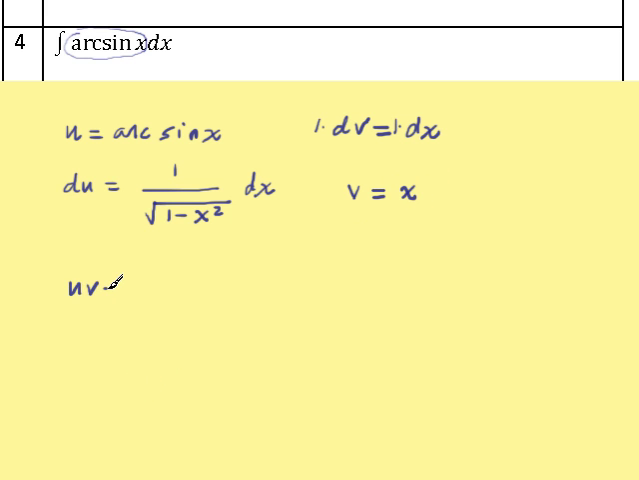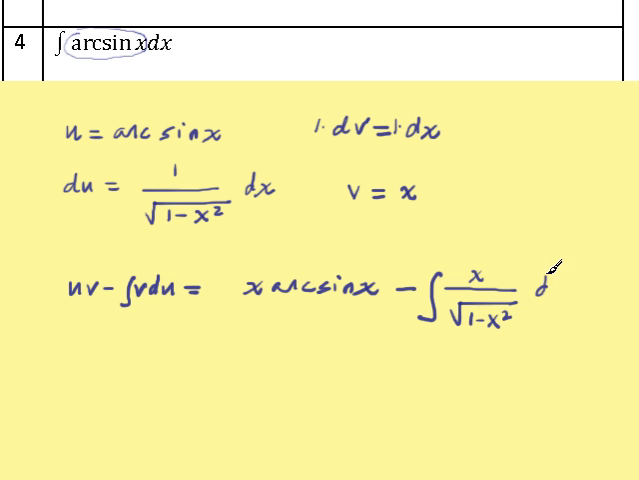Okay, now form uv minus integral v du. For uv, we have x arc sine x. And our integral is x times the square root of 1 minus x squared dx. Okay, this is really just a u substitution. We can rewrite this as x times 1 minus x squared to the minus 1/2.